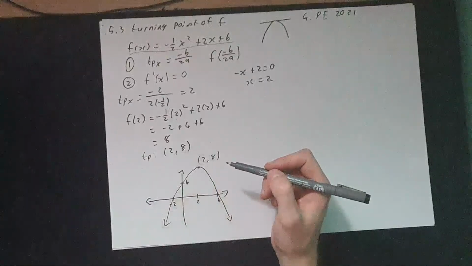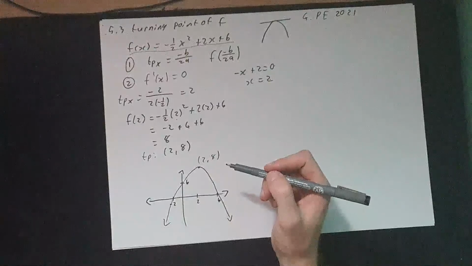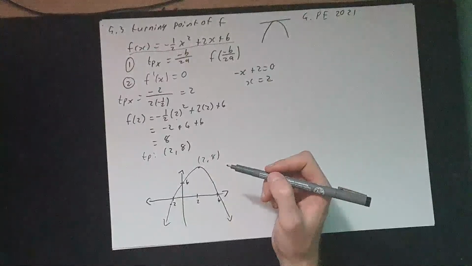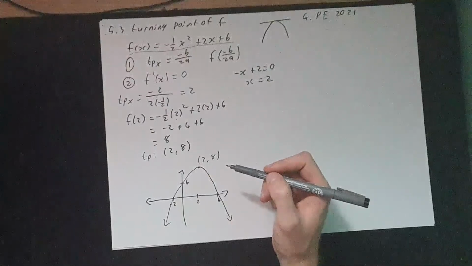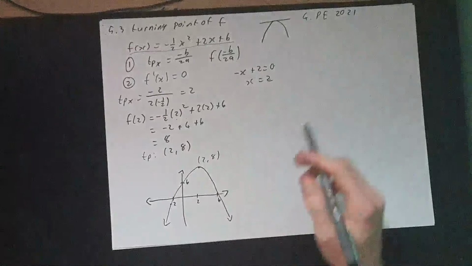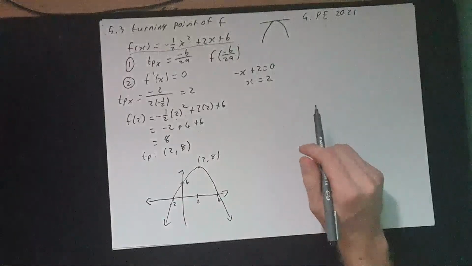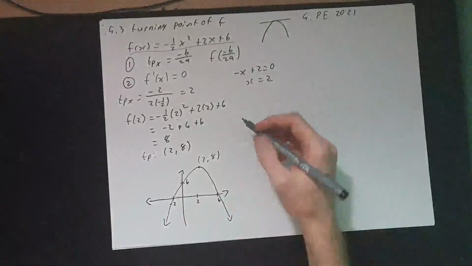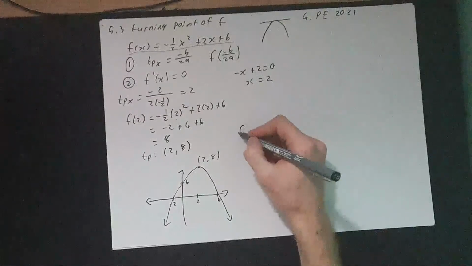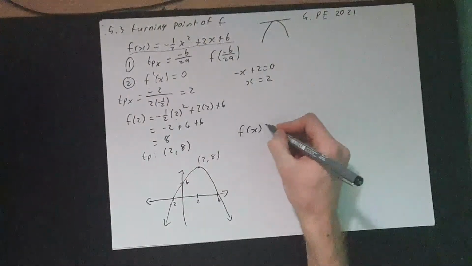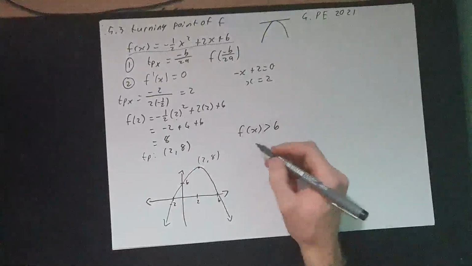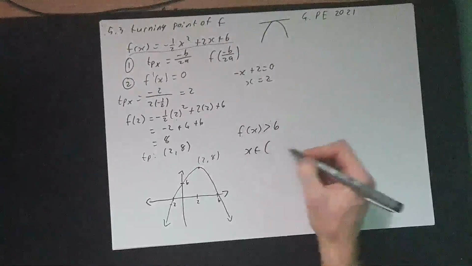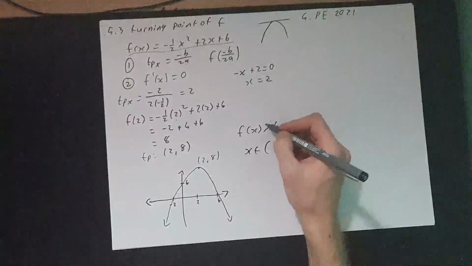Okay, then it says use the graph and determine the values of x for which f of x is greater than 6. Determine the values of x for when f of x is greater than 6. Essentially, if they ask where is f of x greater than 6, note it's strictly greater, so for your x interval you're going to say x is an element, and you're going to have round brackets.